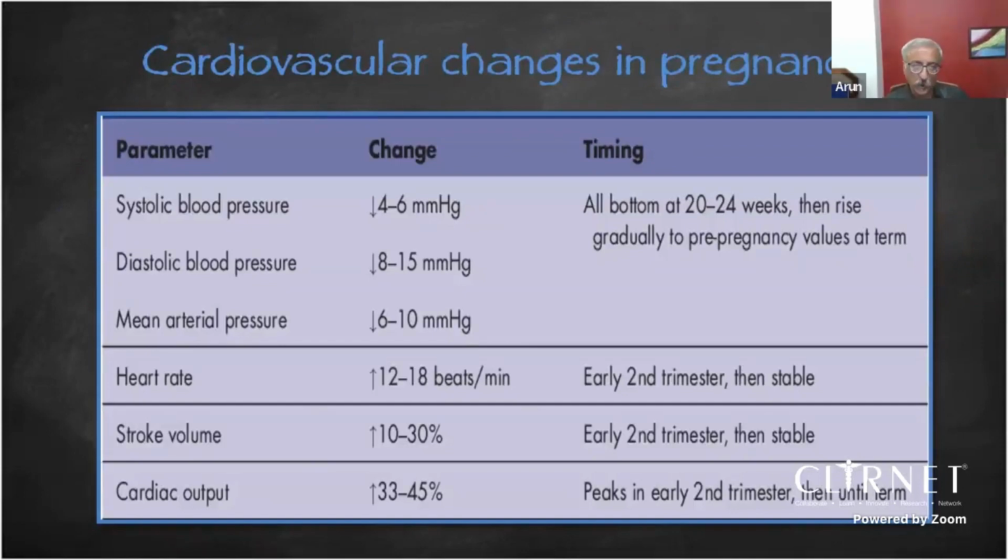Now let's understand what are the normal cardiovascular changes which occur in pregnancy. There is a decrease of 4 to 6 millimeters of mercury in systolic blood pressure. There is a decrease of 8 to 15 millimeters of mercury in diastolic blood pressure. So mean arterial pressure decreases by say 6 to 10 millimeters of mercury. Heart rate increases by 12 to 18 beats per minute. Stroke volume increases by 10 to 30%, and cardiac output increases by say 33 to 45%. And all these things bottom around 20 weeks.